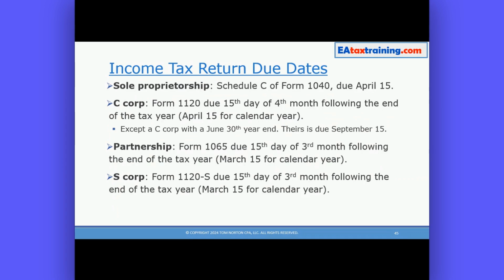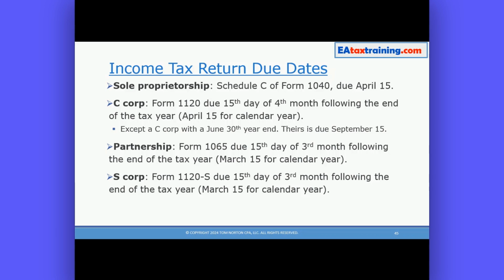Income tax return due dates. So we know that individual tax returns are due on April 15th. But what about business tax returns? For a sole proprietorship, it is due on April 15th. So a sole proprietor is an individual taxpayer. So just like any other individual taxpayer, their return is due on April 15th. A C corporation is due on the 15th day of the fourth month following the end of the tax year. So if you have a calendar year C corporation, it is due on April 15th, just like an individual would be.